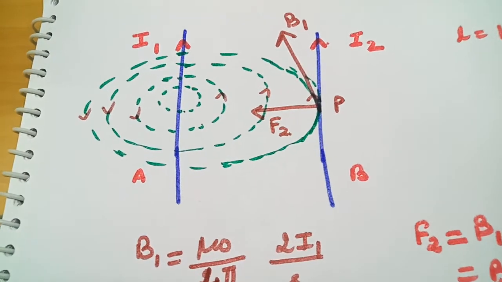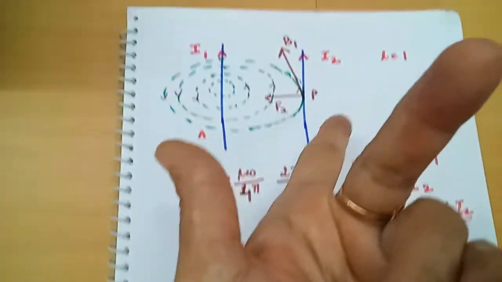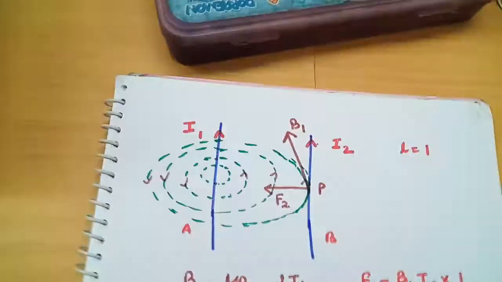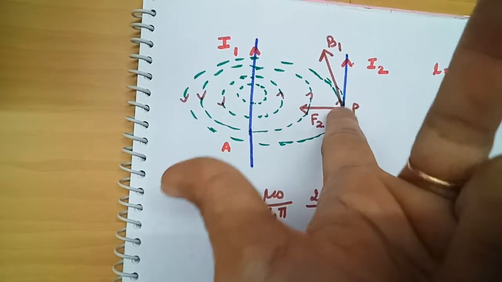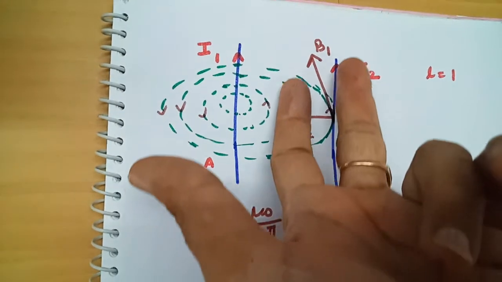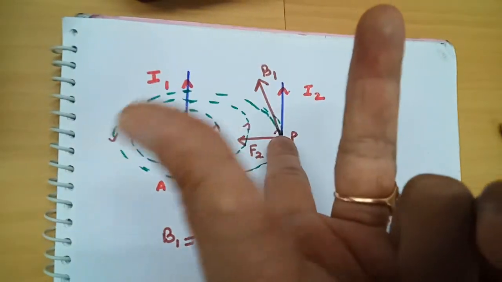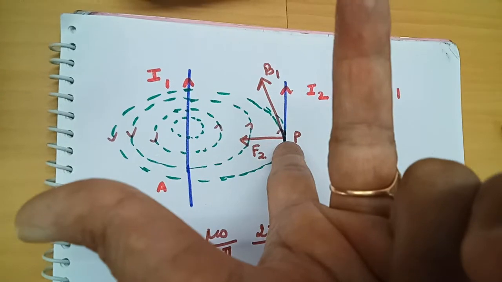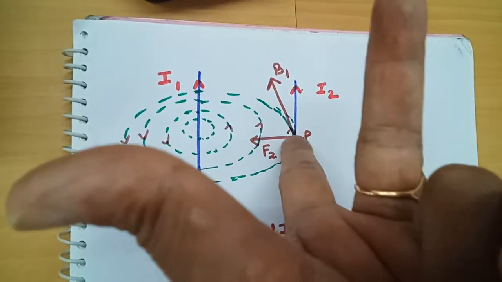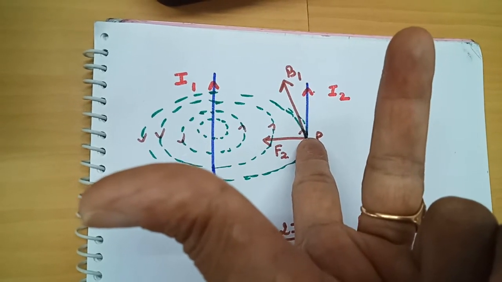So now you are going to apply Fleming's left hand rule. According to Fleming's left hand rule, this is the direction of the current, and this is the direction of the magnetic field, into the plane of paper, and this is the direction of the current I2. So you will apply it like this. Where is the direction of the force? Towards the conductor A. Clear? This is the direction of the field, this is the direction of current I2, and this is the direction of the force on the conductor B at point P, which is towards the conductor A.